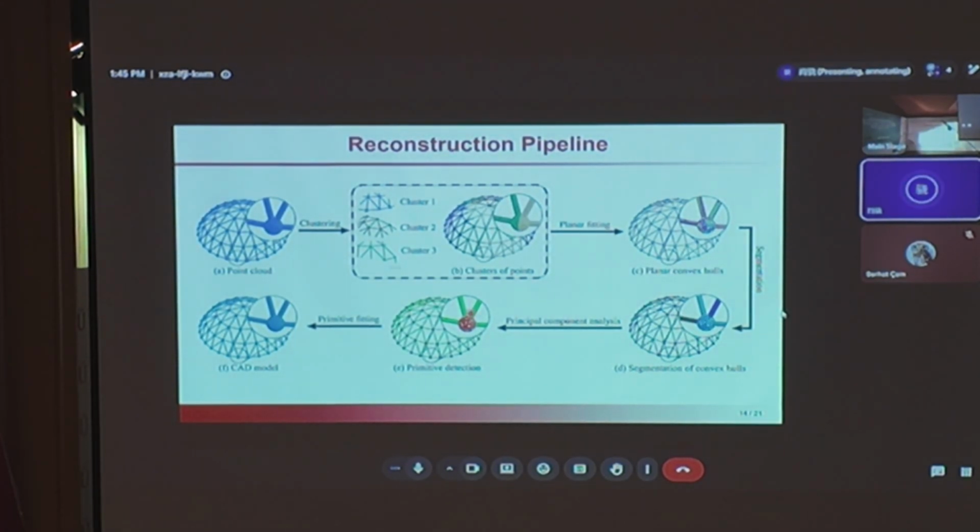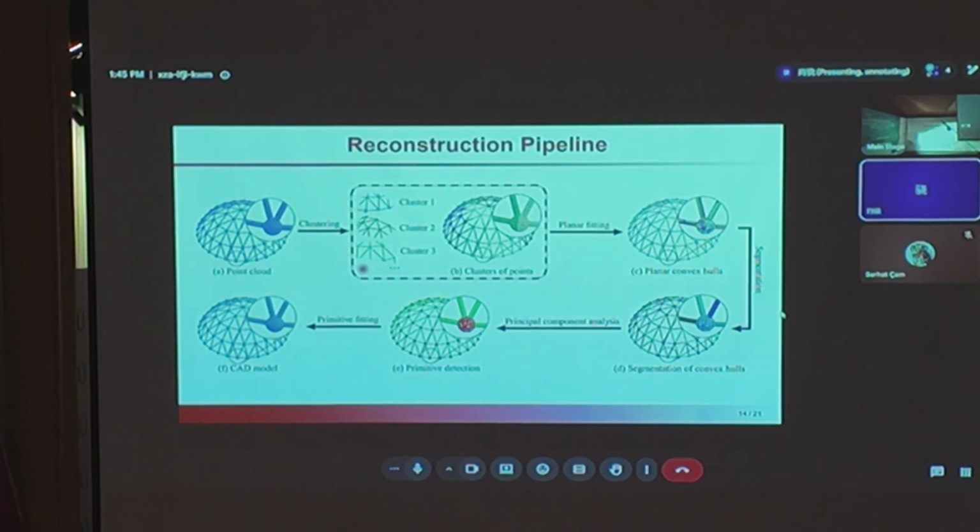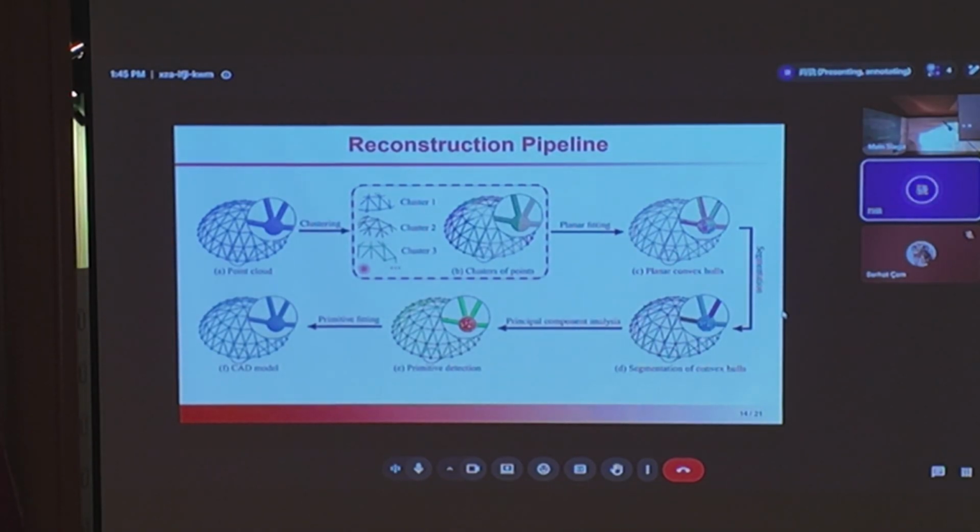In our implementation, before we generate the convex hulls, or before we do the plane fitting process, we have a pre-processing step, which is to cluster our points, so that we can do the plane fitting on each set of points independently and in parallel. This significantly improves the efficiency of the reconstruction process. So this is the overview of this method.